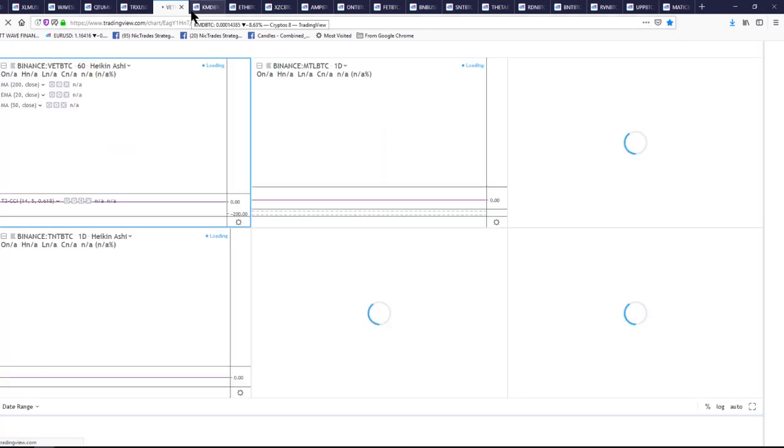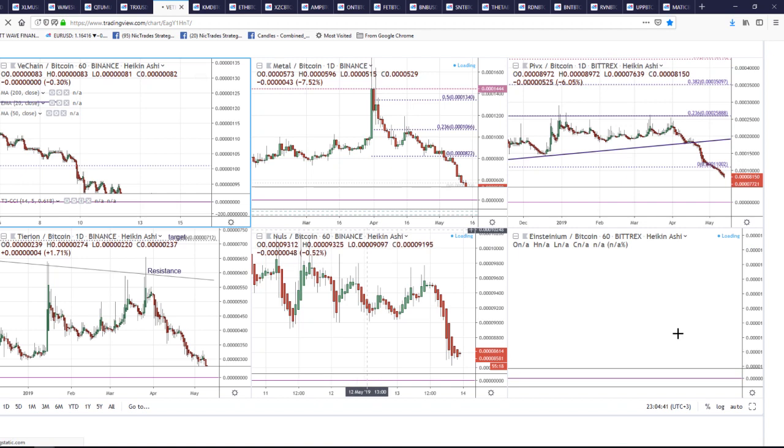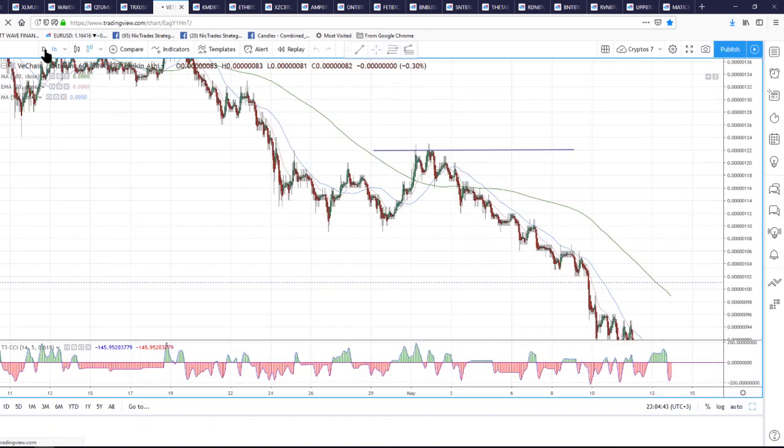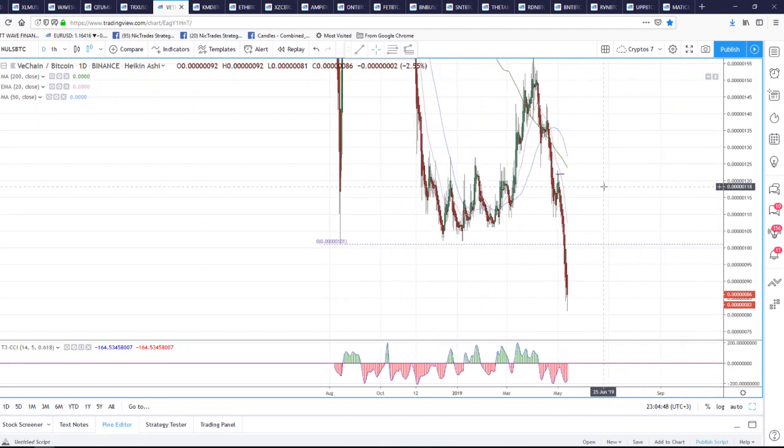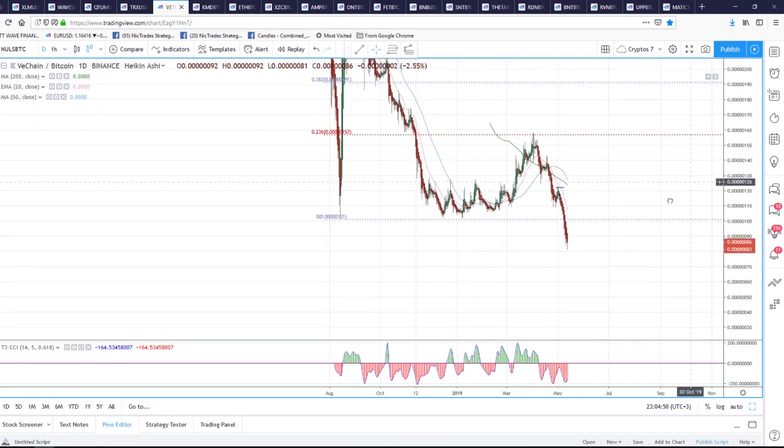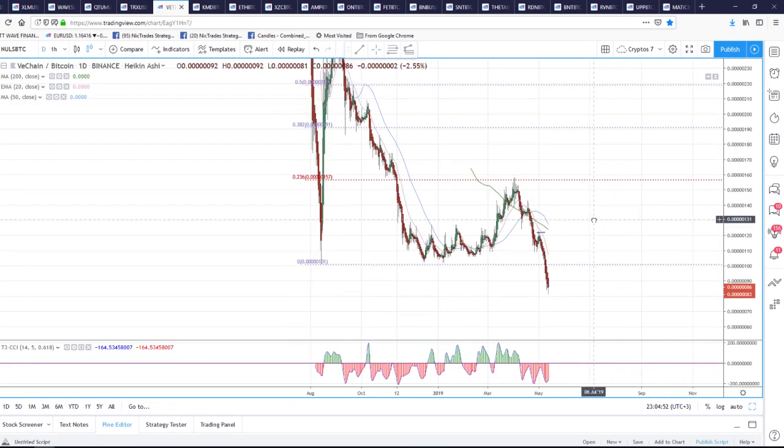Here's VeChain. This is VeChain against Bitcoin. Another one that's in a death dive. Okay, we rallied off the lows, couldn't get beyond the 236 fib, and here we are at new lows.